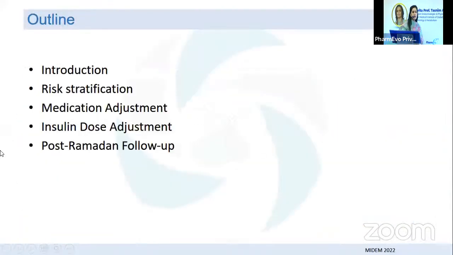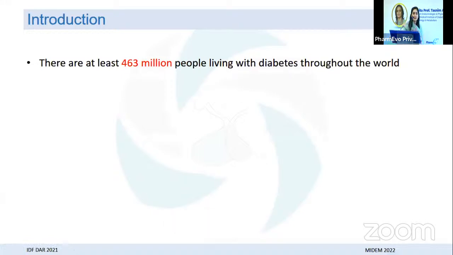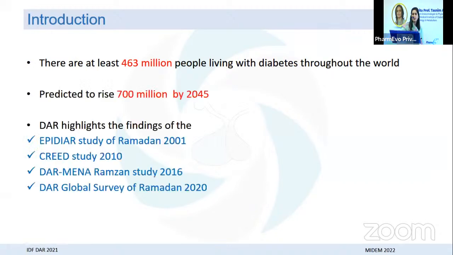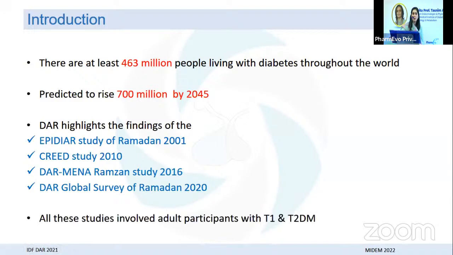So just a brief introduction. There are at least 463 million people living with diabetes throughout the world, and these are predicted to rise to 700 million by 2045. The diabetes in Ramadan guidelines mainly highlight the findings of the following studies: the DAR MENA region and the DAR Global Survey of Ramadan, which was conducted in around 13 different countries in 2020. So evidence from all these guidelines will be highlighted in my talk. And all these studies involved participation of both type 1 and type 2 diabetes patients.